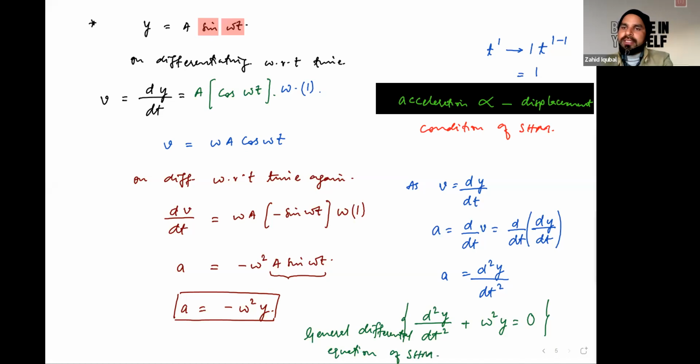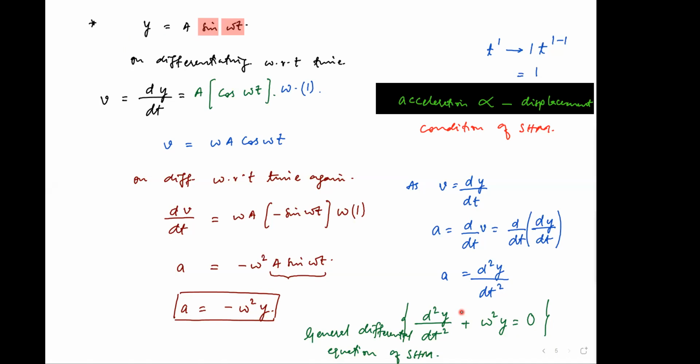So you will be asked to derive the general differential equation of SHM. What will you do? Just start from this part, differentiate it to this point, and convert this acceleration in terms of this. So this expression may be transformed into this part. This expression is called the general differential equation of SHM. Hamza, is it clear? Yes, sir. Okay, just write it down.